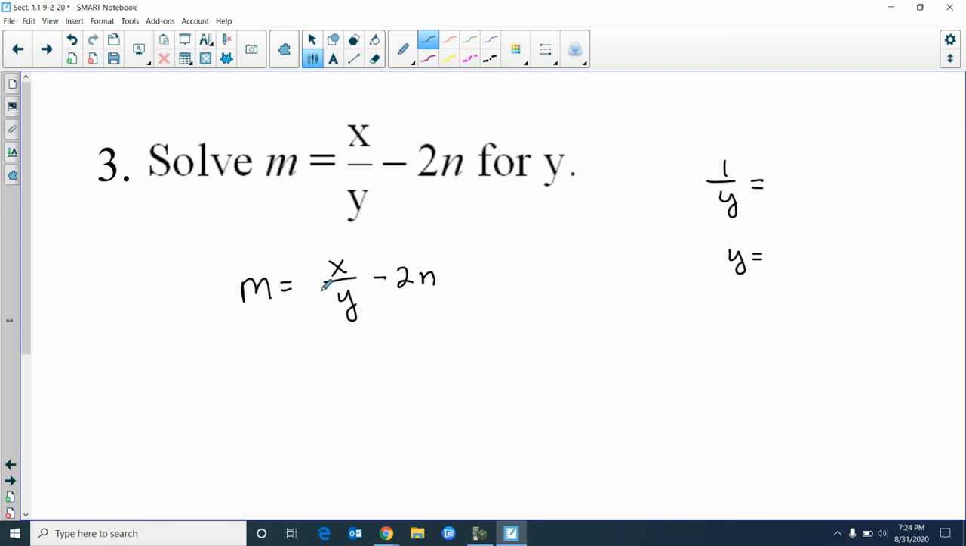Well, to get it out of the denominator, you can multiply everything by this denominator. So multiply. Now there are 3 terms. You have to multiply each term by y. Okay, this becomes m times y. Now what happens here is those cancel, and that just leaves you x, and this is minus 2ny. All right, well, we got the variable out of the denominator.